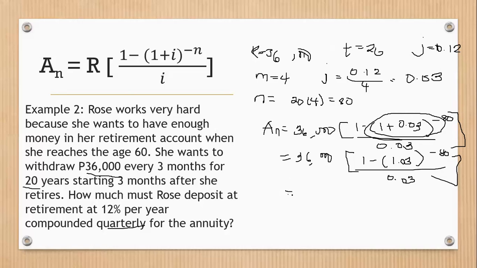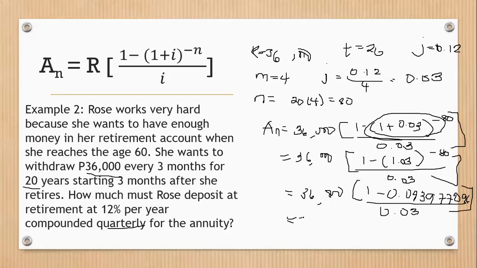So 36,000. After po niyan, ang isi-simplify naman po natin yung may exponent. 1 plus 0.03 raised to negative 80. So we can have 0.09, 39,77,096 all over 0.03. Next, simplify po uli yung nasa parenthesis, yung nasa numerator.